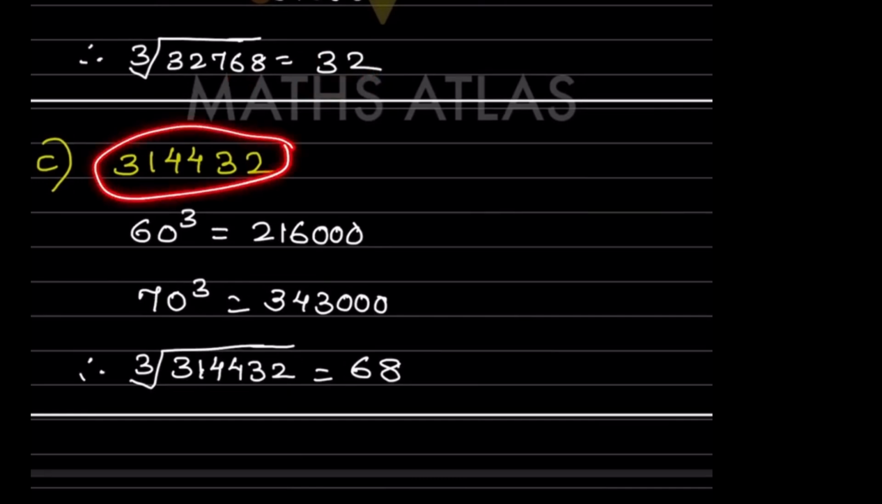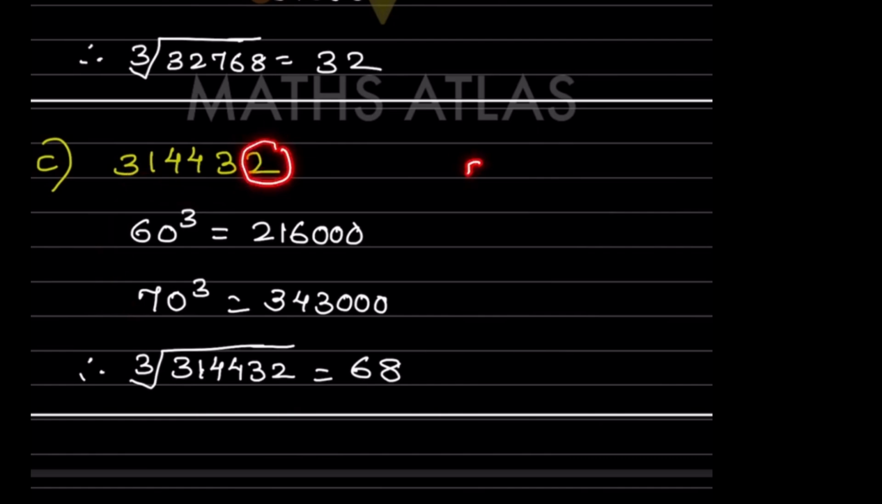Now look at this number. So this number lies in between 60 cube and 70 cube. 60 cube means 6 cube will be 216 and then 3 zeros. 7 cube is going to be 343 and 3 zeros. So this number lies in between this and this one. Now look at the unit place. So unit place is 2.